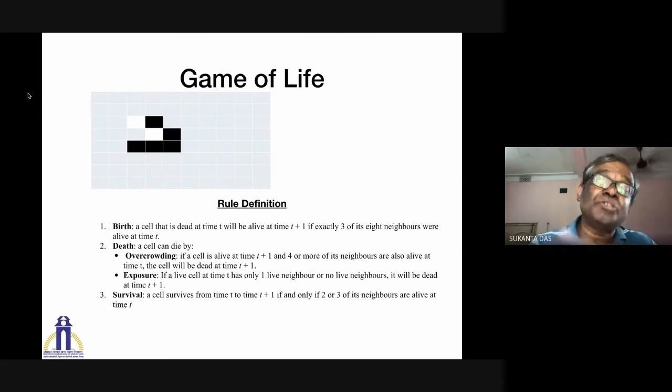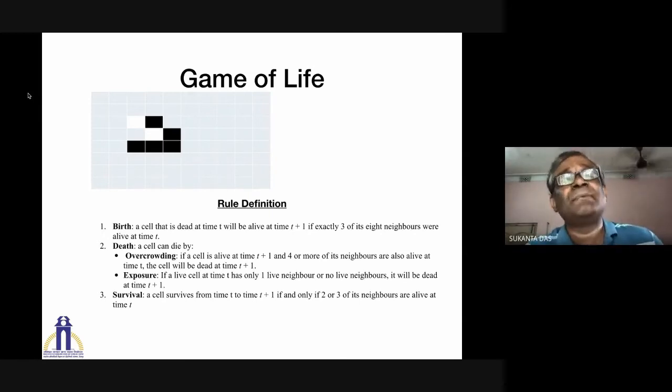So the transition of state, the condition which is not written here, will remain as it was. So in a white cell, a dead cell, if all the neighbors are dead, then it will remain dead.